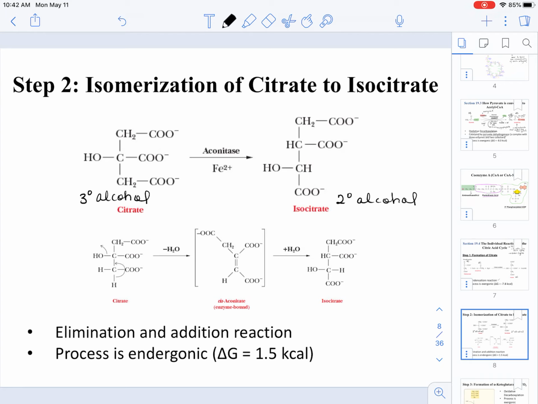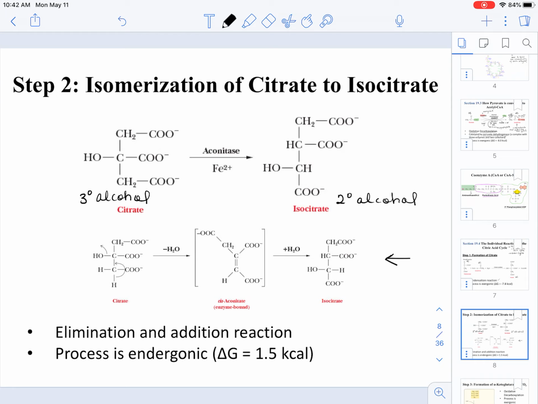Now, some of you will be like, easy. We are isomerizing from a tertiary alcohol to a secondary alcohol. So aconitase must be an isomerase. That is incorrect. Aconitase is actually a lyase because this isomerization from tertiary alcohol to secondary alcohol actually undergoes an elimination addition reaction that can be outlined in the bottom of the molecule.